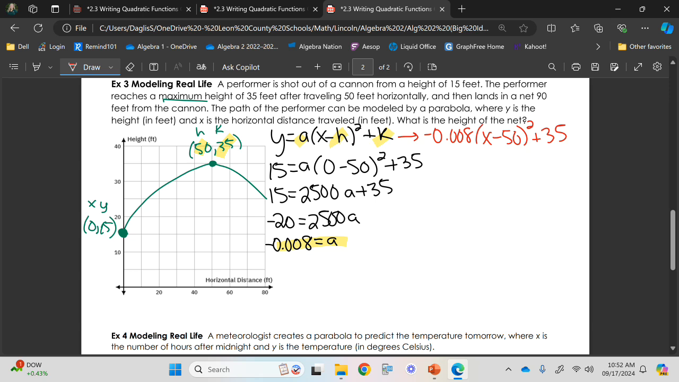All right, so we have a function that models what's going on. I don't have to do any more. I don't have to rewrite this, okay? I can use this because the question is, what's the height of the net, okay? If I know the net is 90 feet away from the cannon, can I replace the x or the y with the 90? I can replace my x. Yeah, distance, horizontal distance. We're looking for an x of 90, right? So I'm going to take my red equation and make x 90. Negative 0.008 times 90 minus 50 squared plus 35.